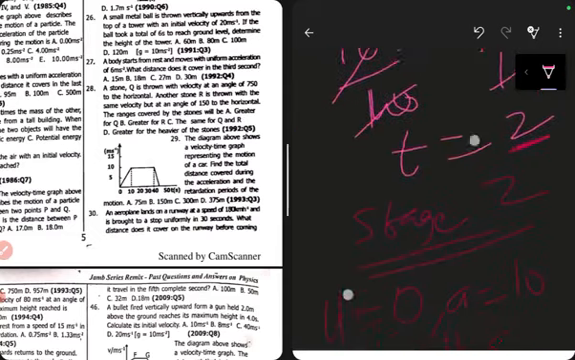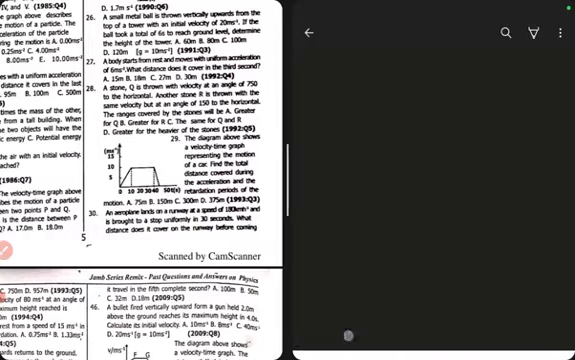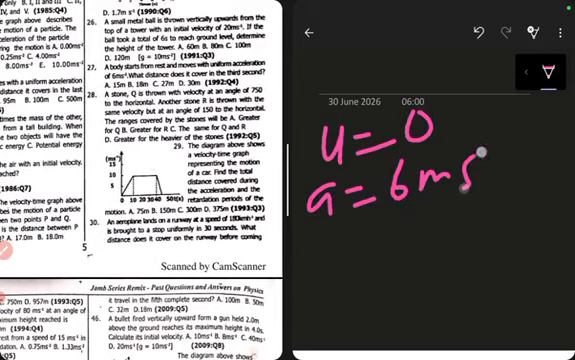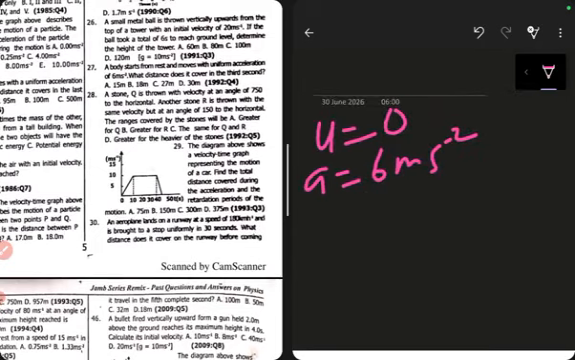27. Though the question is not common, it's simple. 27 says the body starts from rest, so U is 0, and moves with uniform acceleration of 6 meters per second squared. What distance does it travel in the third second? This is quite direct, straight to the point. So what can we use to solve this? We're looking for distance, so S is equal to UT plus half AT squared.